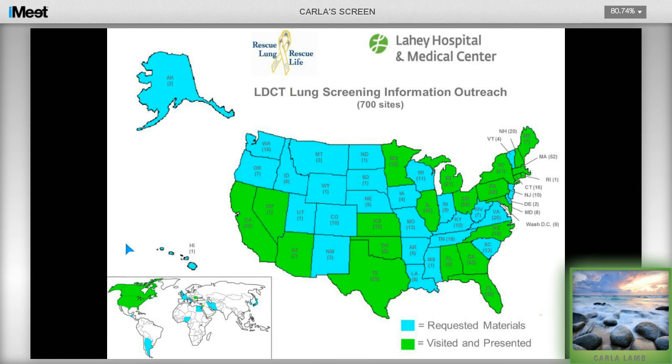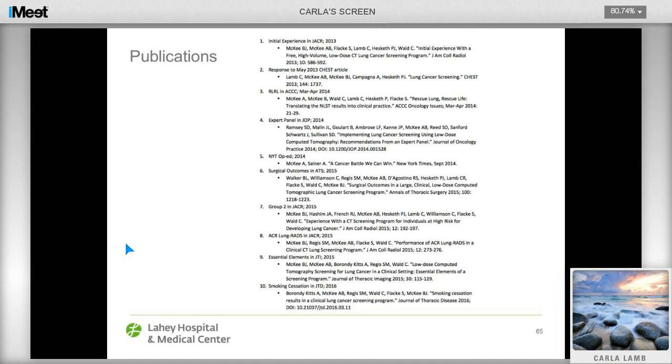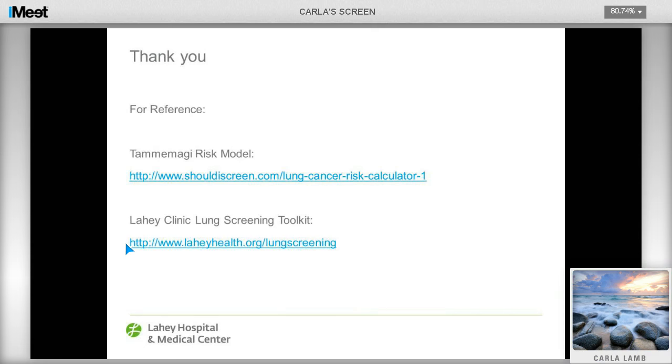And this is our outreach. These are all the different programs or institutions that have reached out to us, either with us coming with on-site visits, telephone conferences, or reaching out with program or toolkit materials, who have utilized some of our materials to begin their screening program. These are some of our publications that are for your reference from our screening program.